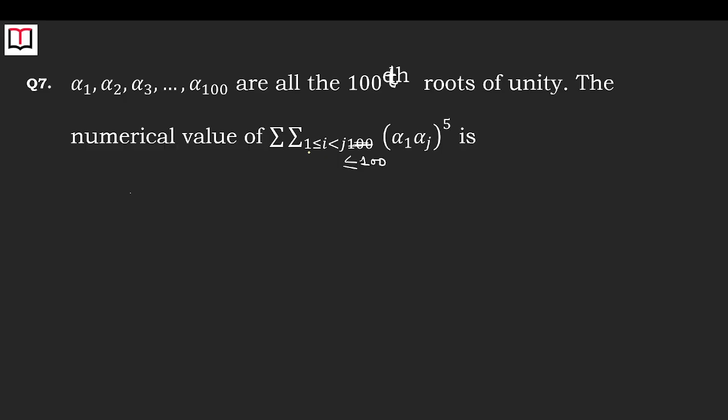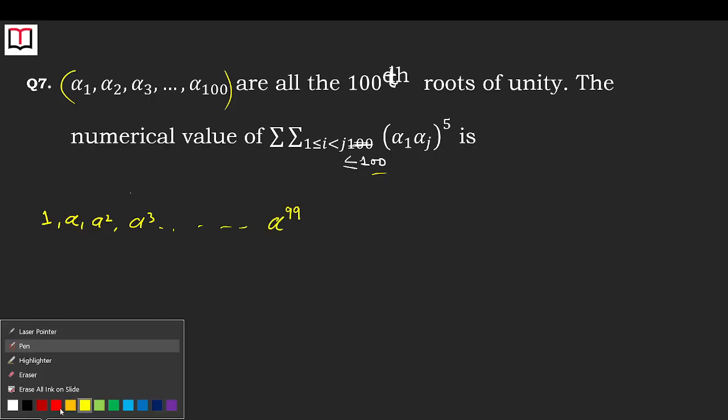The sum over 1 ≤ i < j ≤ 100 of alpha_i, alpha_j raised to the power 5, where alpha are the 100 roots of unity. Okay, so 100 roots of unity means 1, alpha, alpha square, alpha cube, and so on, up to alpha raised to the power 99.